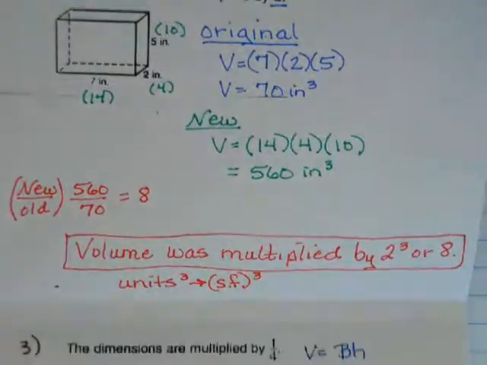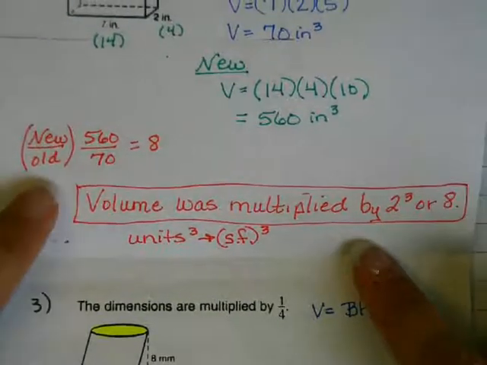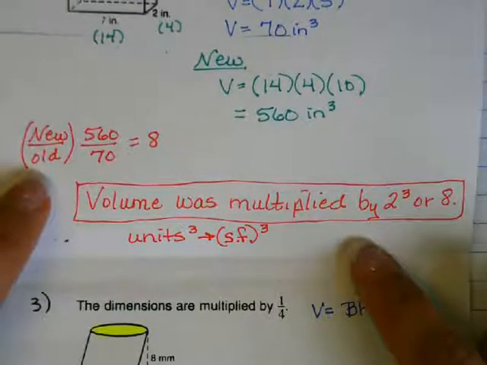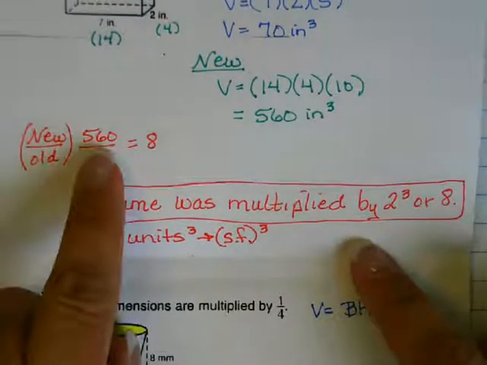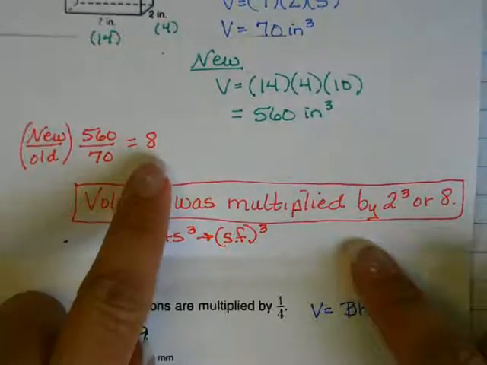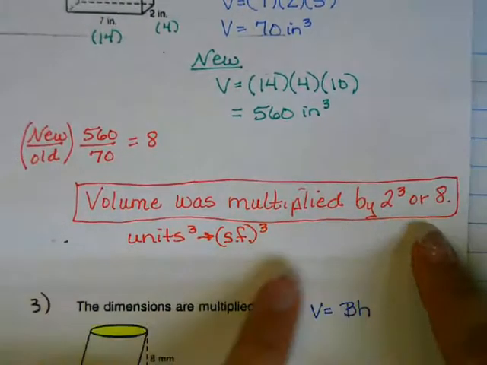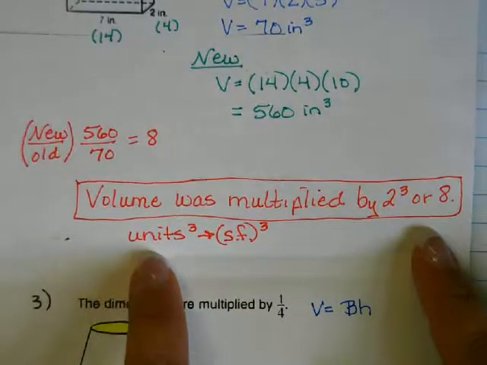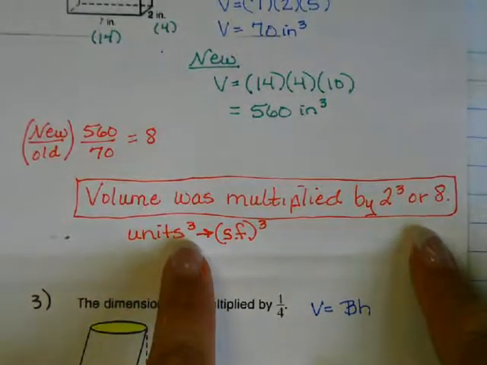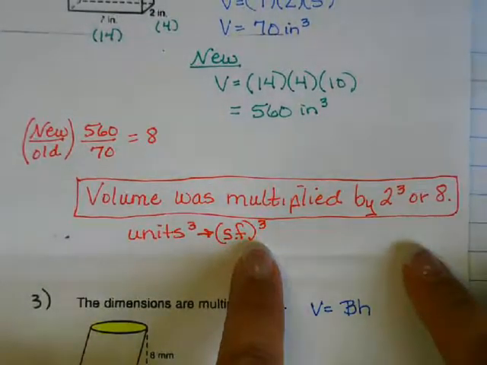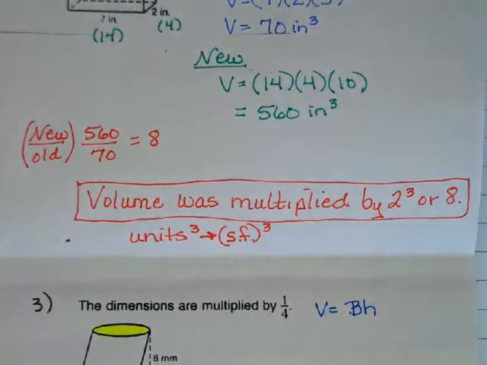Now, if you remember when we were doing surface area, I said you could do a fraction here, new over the old, in order to find out what the new scale factor was. So 560 to 70 equals 8. So my volume was multiplied by 2 cubed, or 8. It follows the rule that if you have a units cubed answer, you can multiply it by the scale factor cubed to get the new volume, okay?